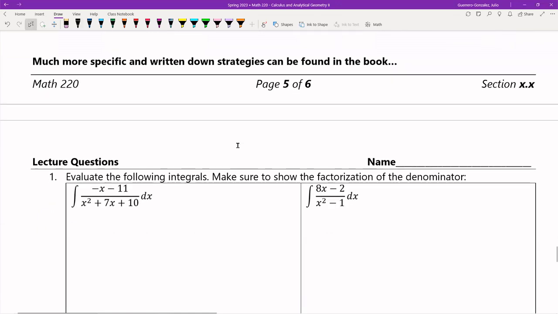There are much more specific and written down strategies that can be found in the book. I don't see them as entirely necessary because like I said, anything greater than a power of 2, maybe 3, I consider a war crime, cruel and unusual punishment. Hopefully the online homework doesn't do that. I don't make you guys do that at all for your lecture questions. So just keep that in mind.